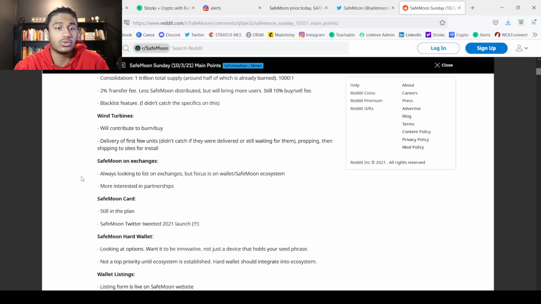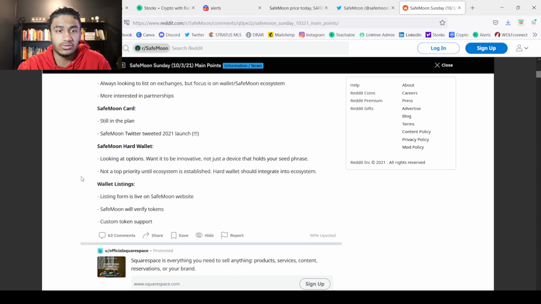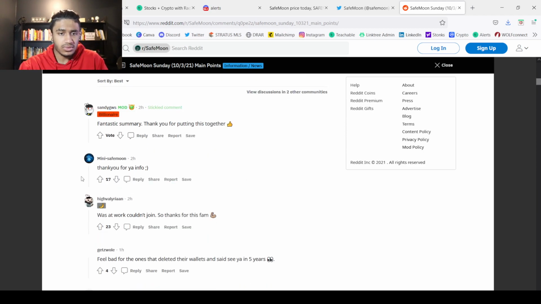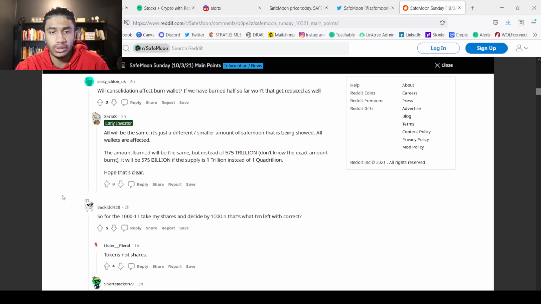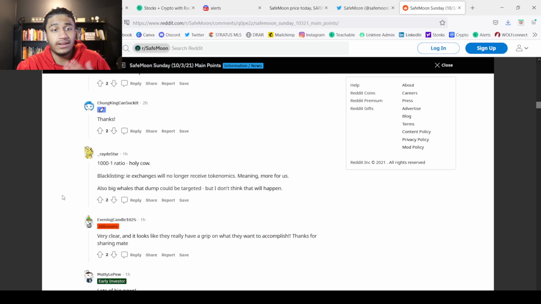Safemoon on exchanges. Okay, so they're always looking to list on exchanges, but the focus is the Safemoon ecosystem. They're more interested in partnerships. Okay, and then we have the Safemoon card, the hardware wallet, and the wallet listings. Pretty cool. And obviously, we can see on Reddit a lot of people are just talking about it. So yeah, it is quite interesting, guys.